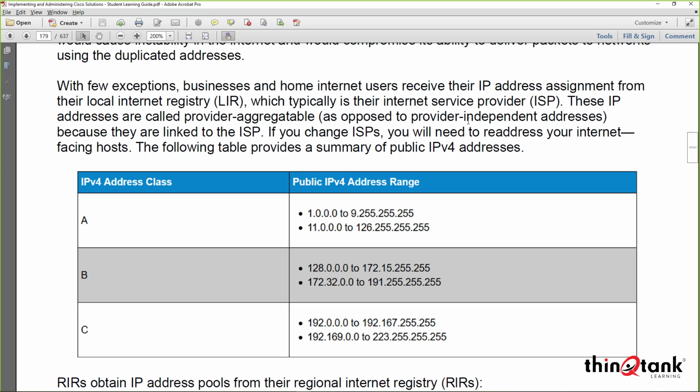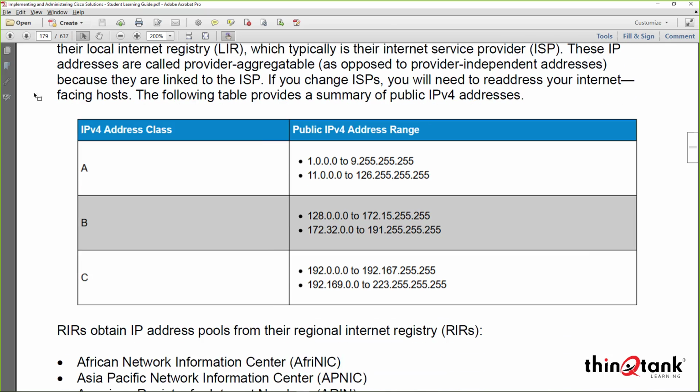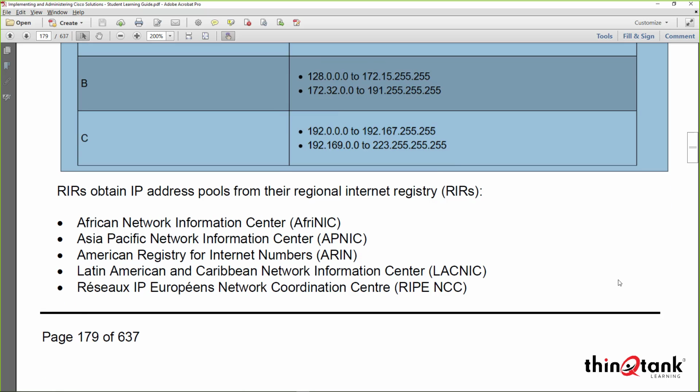I just skipped over some stuff. I want to make sure we go back and take a look at this. These would then conversely be the public ranges, anything that's outside of those address blocks that we just saw.